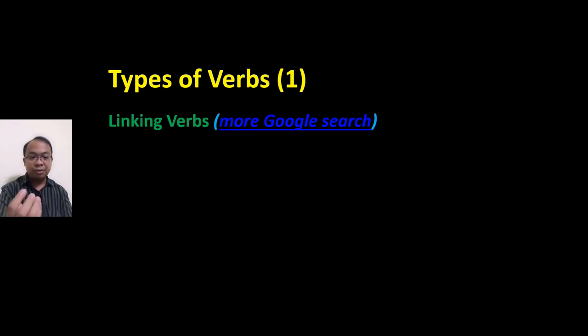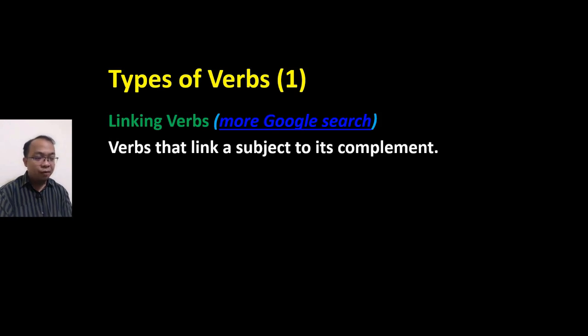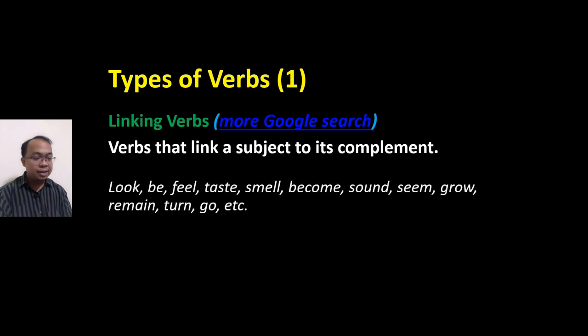Okay, so just remember that linking verbs are verbs that link subjects to their complements, and linking verbs do not have any actions, and they do not take any objects, but they just take complements. All right, now let's see some examples of linking verbs in English language. Verbs that link a subject to its complement. This is the definition of linking verbs that I have just told you, and here are some examples of linking verbs in English. There are not so many linking verbs.